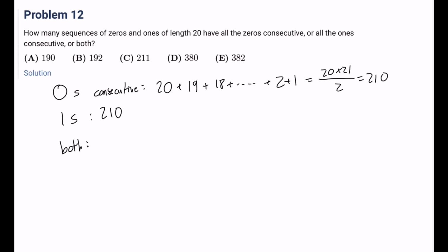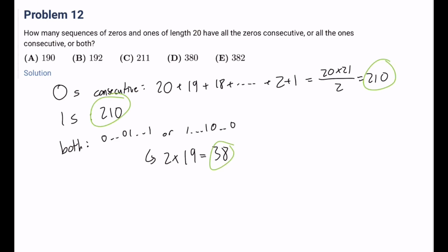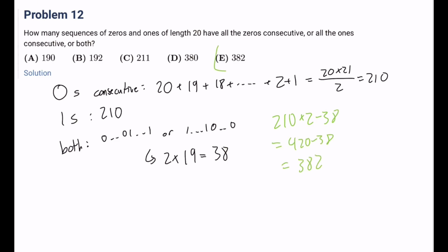Subtract the cases where zeros are consecutive and ones are consecutive. So both, this is going to be either starting with zeros and then transitioning to all ones, or starting with all ones and then transitioning to all zeros. So this is going to be 2 times 19, and that's going to be 38. So what we now have to do is 210 plus 210 minus 38. So it's 210 times 2 minus 38, which is 420 minus 38, which is equal to 382. That is why E is the answer.